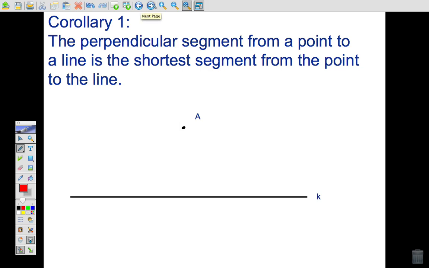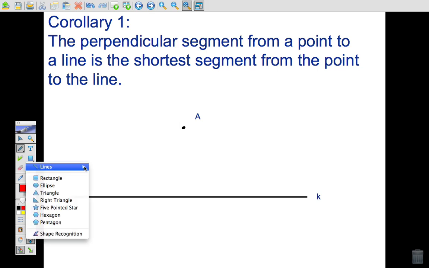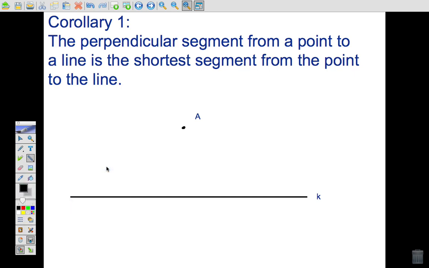Now a follow-up to theorem 6.3. Okay, it says the perpendicular segment from a point to a line is the shortest distance or shortest segment from the point to the line. And that should kind of make sense here. So in other words, if I wanted to determine the shortest distance between point A and line K there, it's not going to be that. It's going to be the perpendicular distance. So that straight up and down distance is going to be the shortest distance from that point to that line.